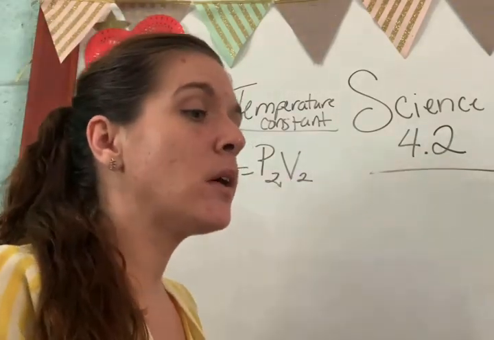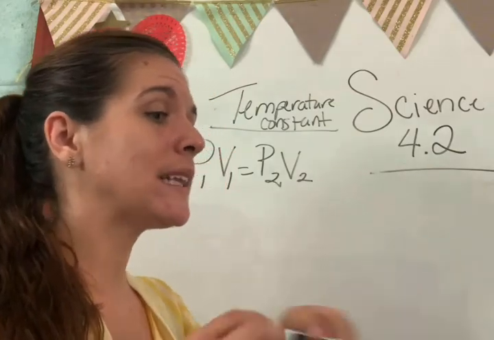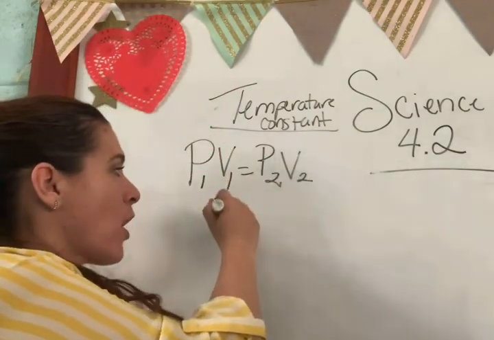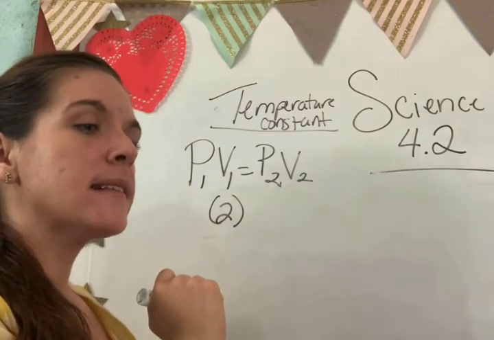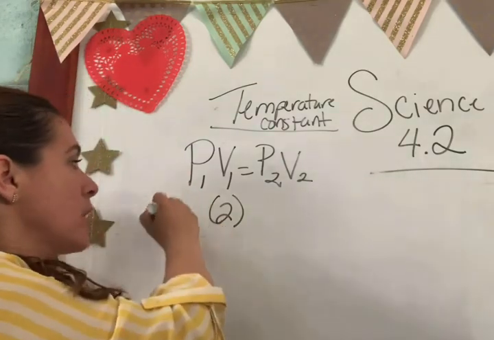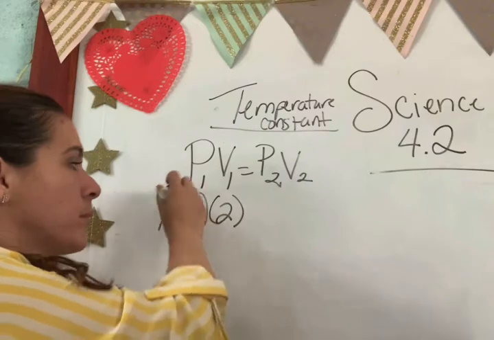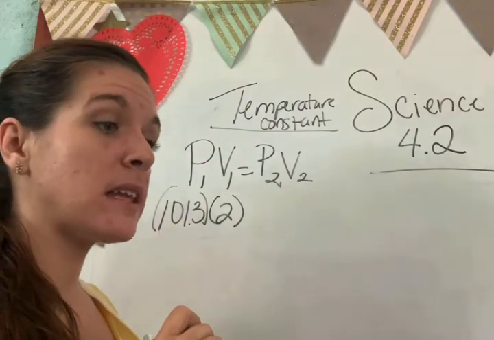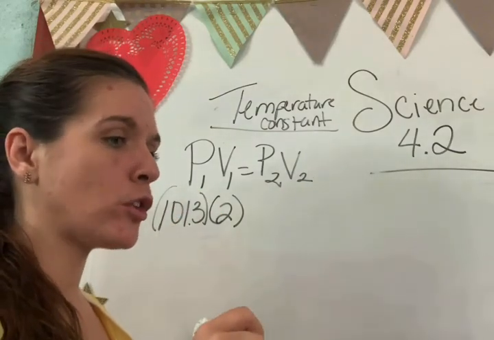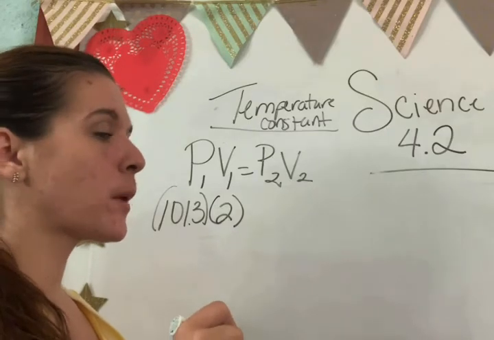Okay, a sample of gas occupies 2 liters, that's my volume, at a pressure of 101.3 kilopascals, approximately atmospheric pressure. What is the new volume if we increase the pressure to 500?